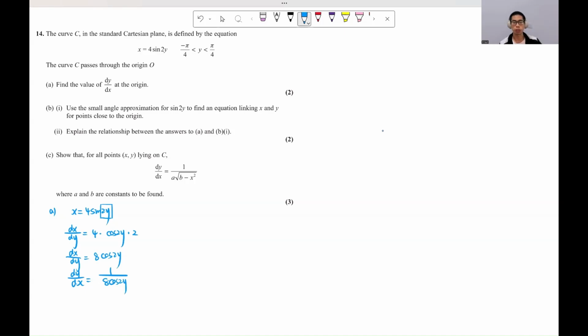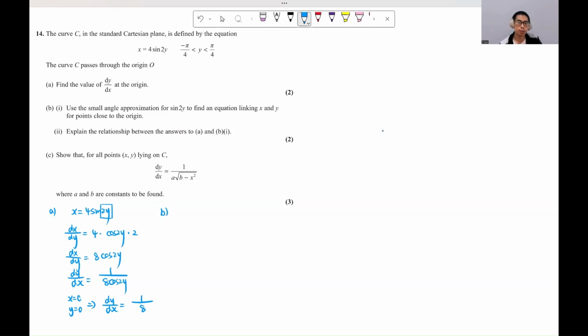And then we know the origin is when x equals 0, y equals 0. So if we substitute in, dy over dx is equal to 1 over 8, because cos 0 is equal to 1. So that would be the final answer for part A.